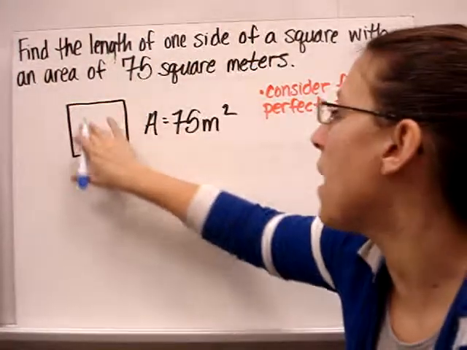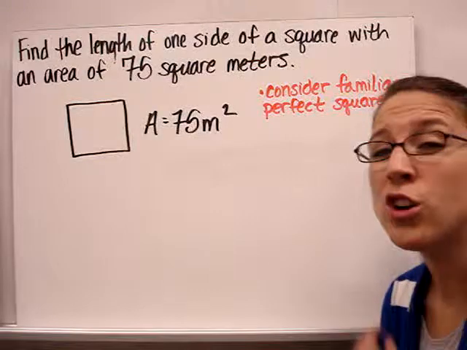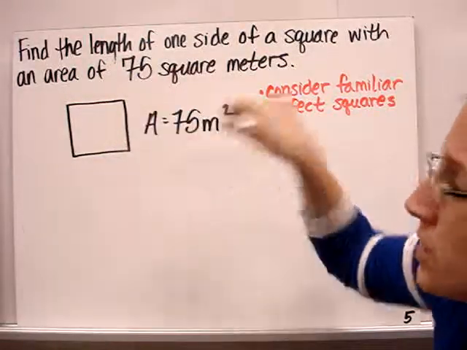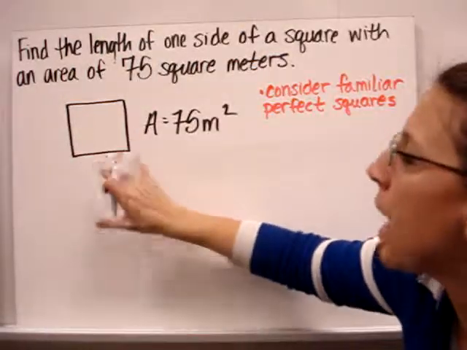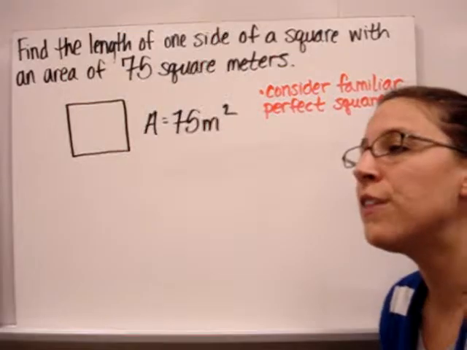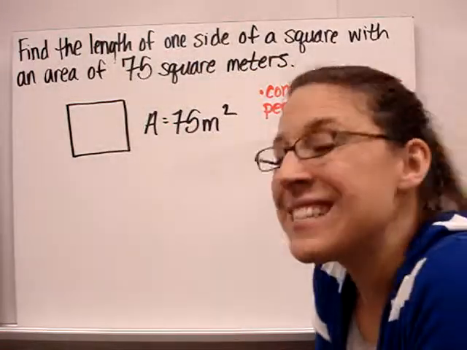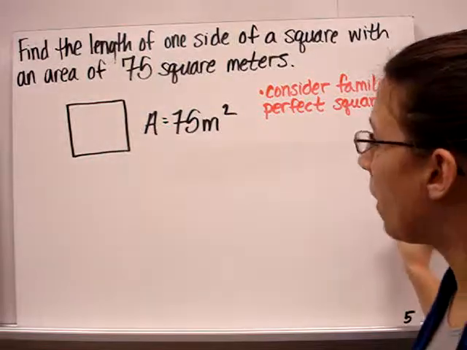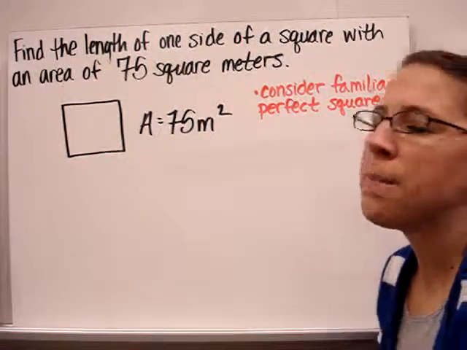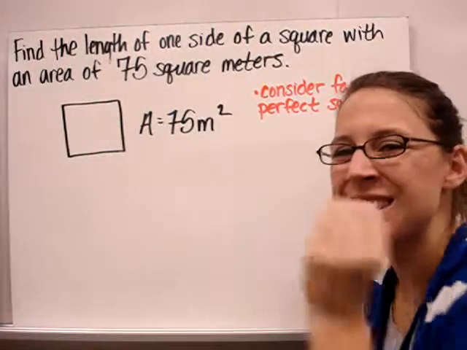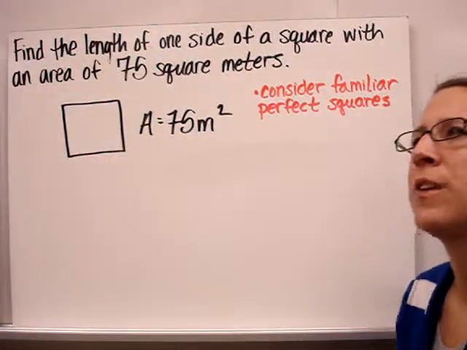If I know the entire area is 75 square meters, I could try to break this up into squares and count the number on one side, but is 75 a perfect square? It is not. And so, I need to consider the perfect squares that 75 is near. I know my perfect squares.